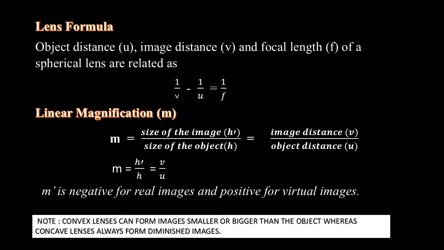So we can combine these two equations, that is m is equal to h dash by h is equal to v by u. If m is negative, that means the image is real and inverted, and if m is positive, the image is virtual and erect. And we know the conditions. If m is equal to 1, the height of the image will be equal to the height of the object. If m is greater than 1, the image will be enlarged. If m is less than 1, the image will be diminished. Also please take note, convex lenses can form both enlarged as well as diminished images, whereas a concave lens forms images which are always smaller than the object.